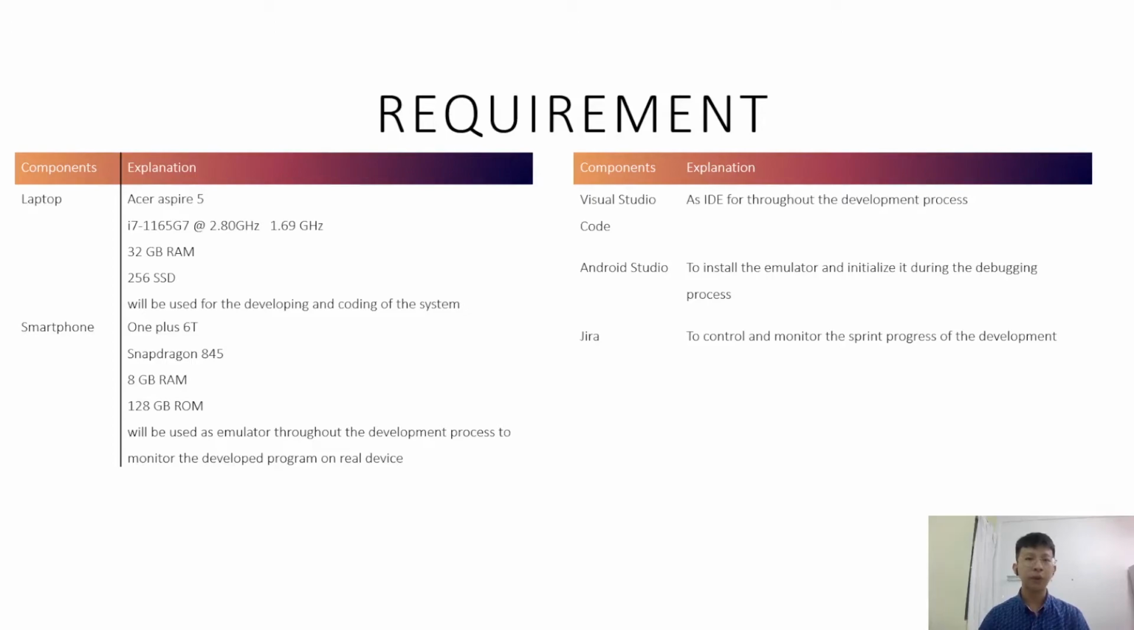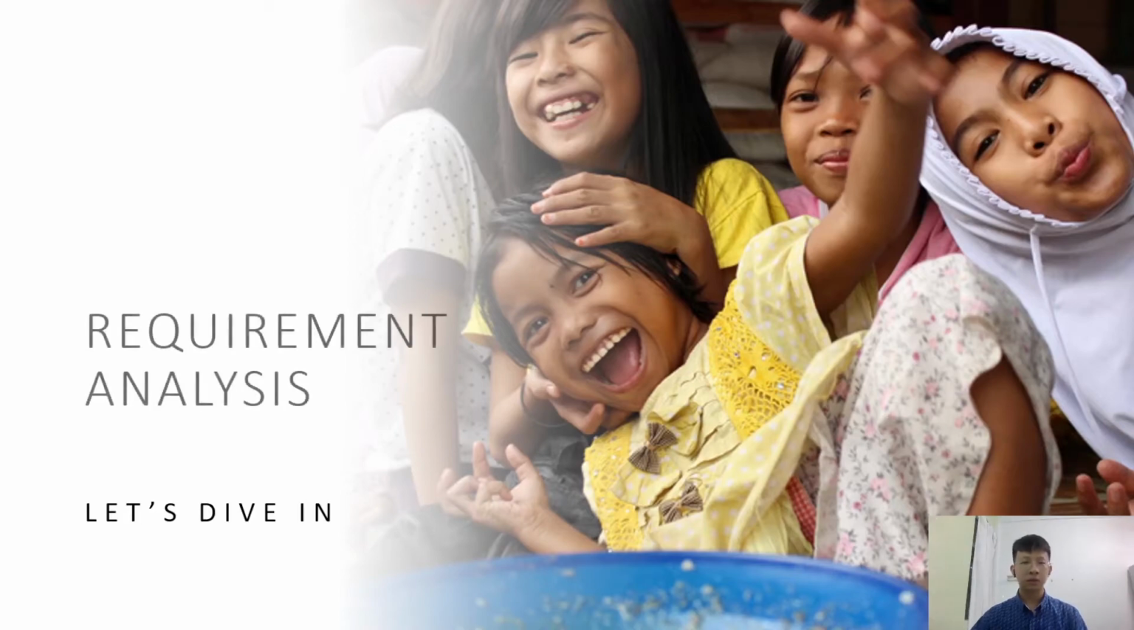Next, the requirements of this system development. From the hardware perspective, it is a laptop, an Acer Aspire 5, and a smartphone, which is a OnePlus 6, with at least 8 gigabytes of RAM and 128 gigabytes of ROM. From the software perspective, it is Visual Studio Code for the IDE, Android Studio for installation of emulators, and Jira to control and monitor the sprint progress. So let's dive in more into requirement analysis.